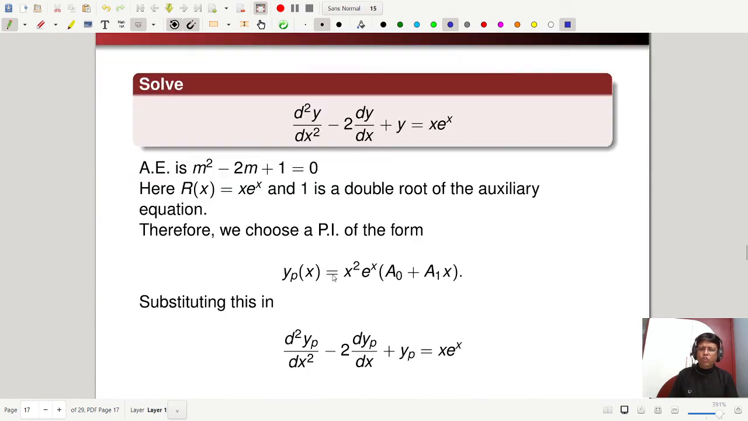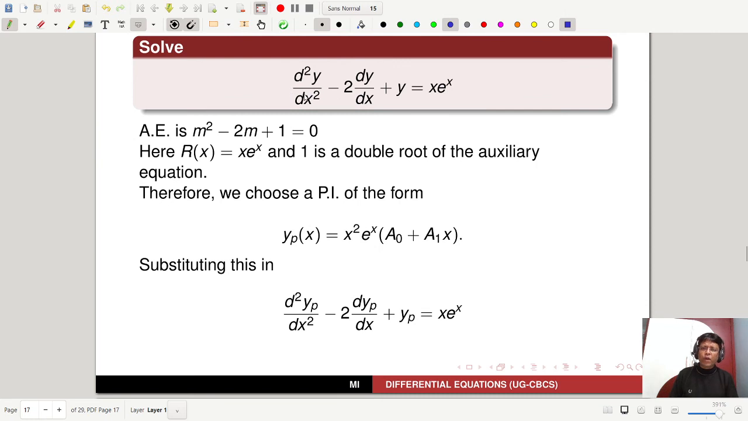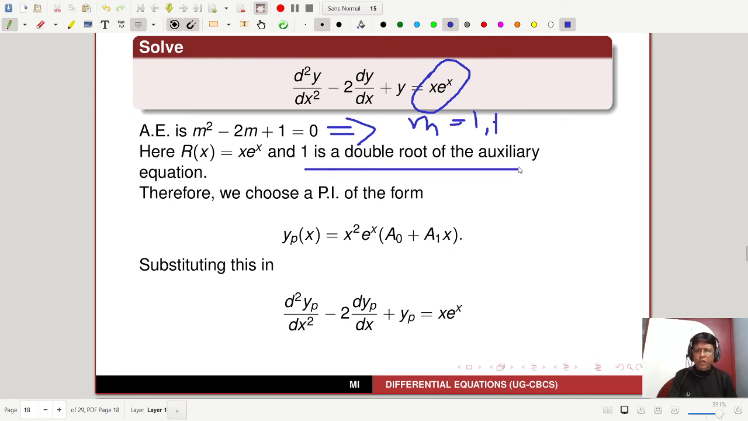So now let's solve the problem. If d2y/dx2 minus 2 dy/dx plus y equal to x e to the power x, look at that. Your Rx is a product of exponential and the polynomial. It's a linear polynomial. And the auxiliary equation is m square minus 2m plus 1 equal to 0, and you can easily check that m equal to 1, 1 are the roots of the auxiliary equation. So 1 is a double root of the auxiliary equation.